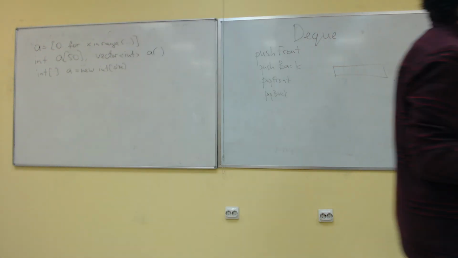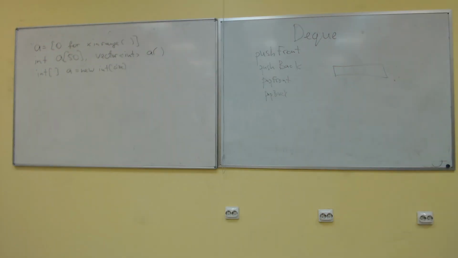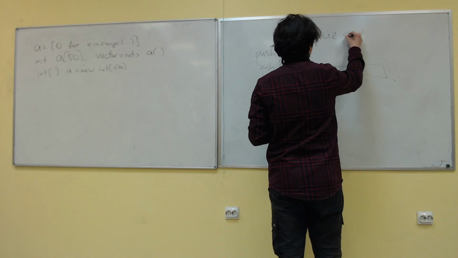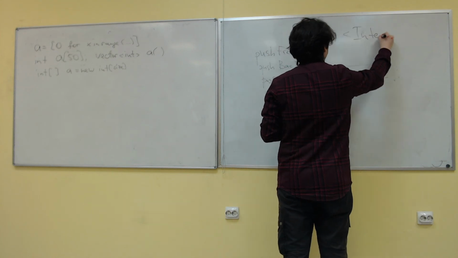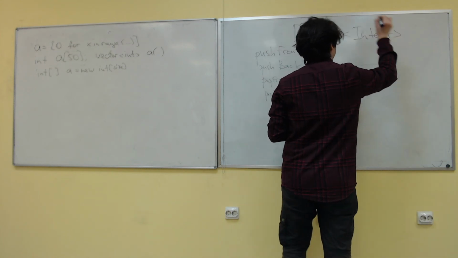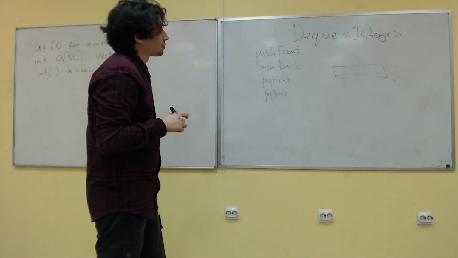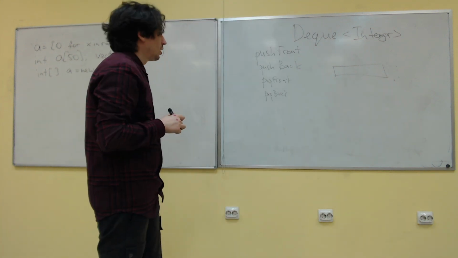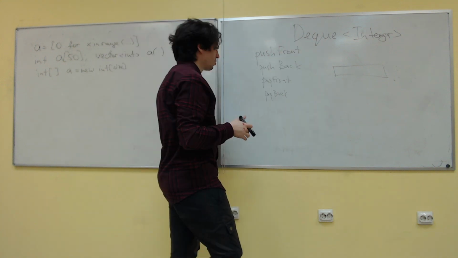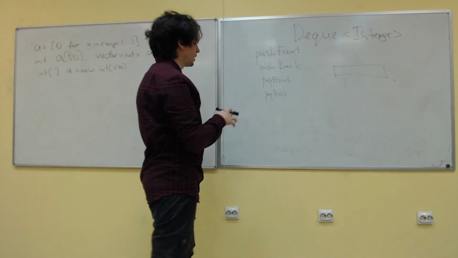I don't know about C++, but in Java this data structure is implemented, and it is named Deque, exactly like that. So it is Deque of Integer, or some other type that you want to store inside. So it supports these 4 operations.